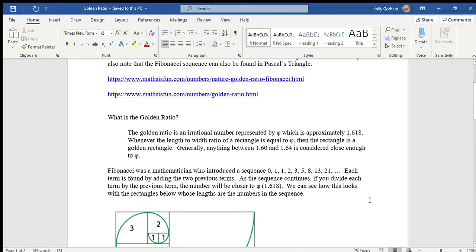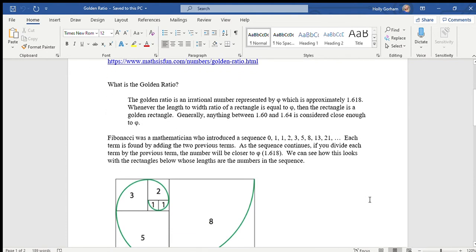So what is the golden ratio? Well, the golden ratio is an irrational number represented by phi, which is approximately 1.618. Whenever the length to width ratio, and length would be the longer one, width would be the smaller, anytime the length to width ratio of a rectangle is equal to this value, then the rectangle is a golden rectangle. Generally, anytime you get a number between 1.60 and 1.64 is considered close enough.